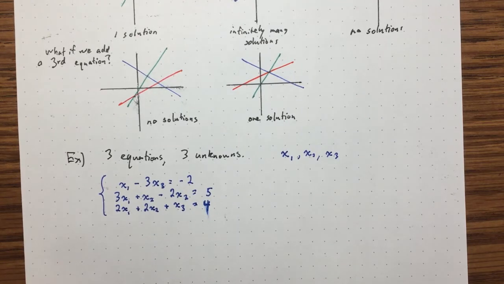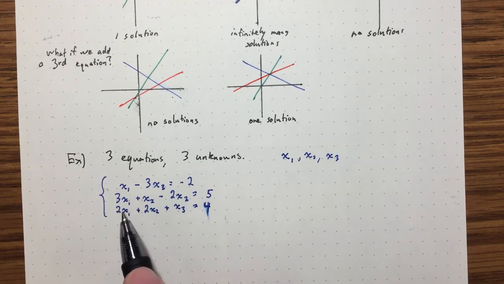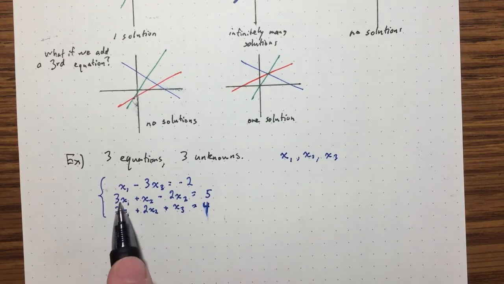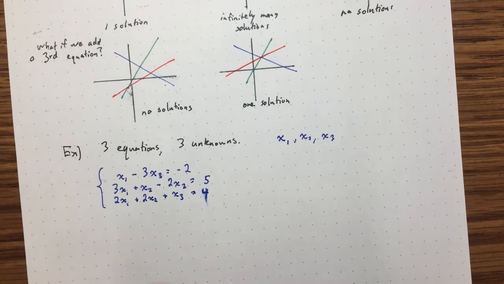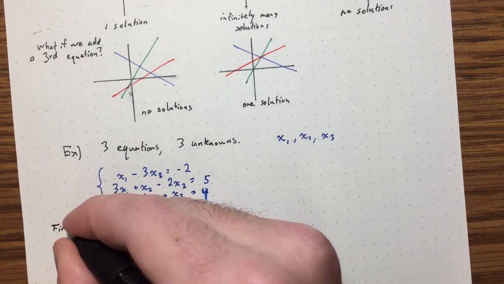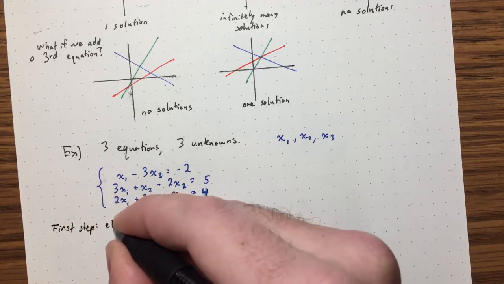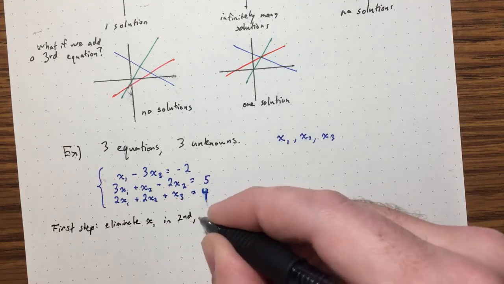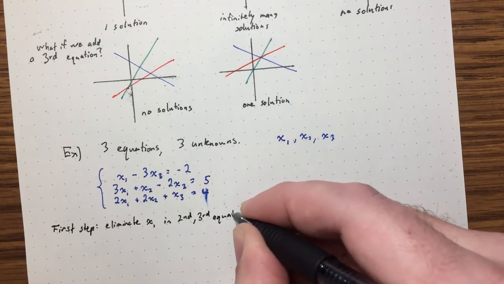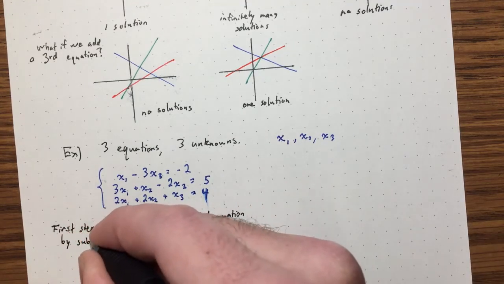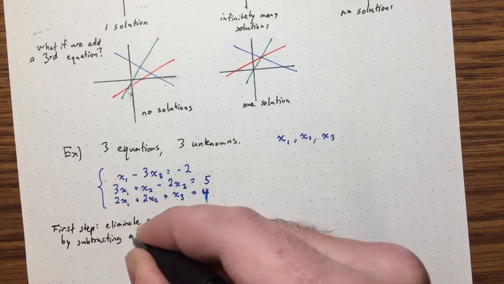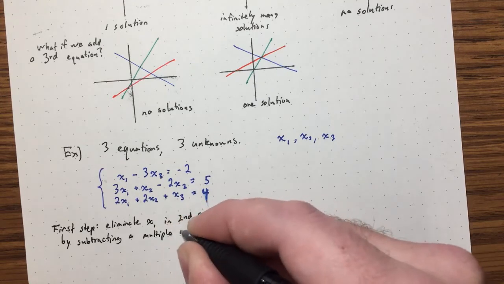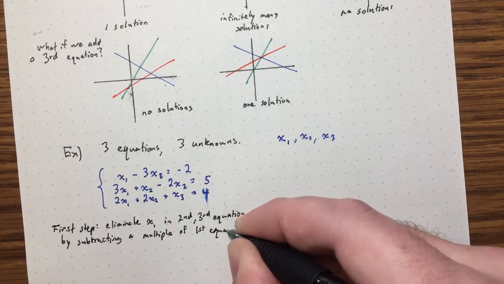Okay, what's our plan here? Can we make a plan? Let's try the same idea as before. So this idea of elimination actually is going to work really well. So here's what I'm going to do. I'm going to try to eliminate x1. So first step, let's say, eliminate x1 in the second equation. And while we're at it, why don't we eliminate it in the third equation as well by subtracting a multiple of the first equation.